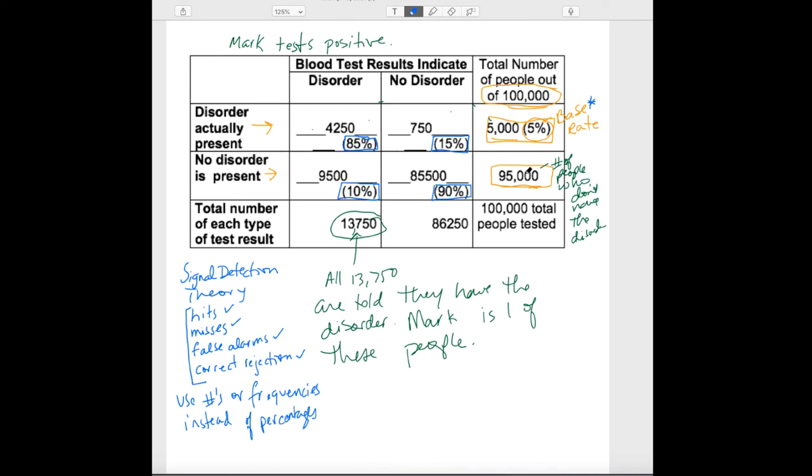Out of 100,000 people, 5% will have this form of cancer. That's the base rate. So because of that, then we know that 5,000 people will have the disorder and 95,000 will not. These are the number of people who don't have the disorder. Now we can break that down into who gets correctly identified with the disorder and for whom does the test miss their cancer. So we know that the test is 85% accurate in detecting the condition in people who have it. So 85% out of 5,000 people, that's this 4,250. This is the number of hits.